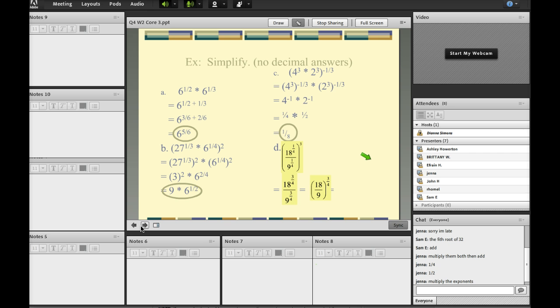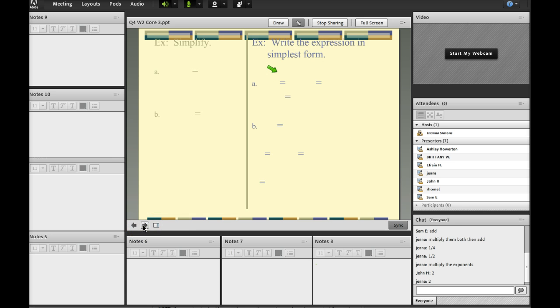Okay. And that's about as far as I can get. Maybe can I simplify 18 divided by 9? Yeah. To what? 2 and 2. Oh, yeah. Okay. All right. There you go. All right. Okay. So now we're going to simplify, and then we're going to write the expression in the simplest form. So how do I simplify this one? Anybody? Anybody?